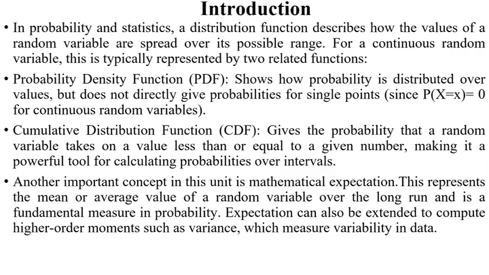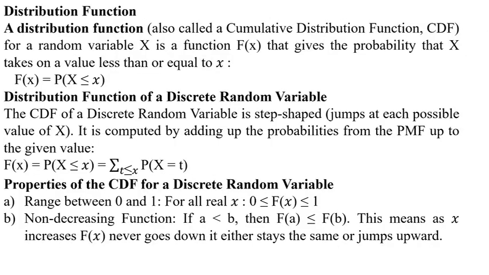This represents the mean or average value of a random variable over a long run and is a fundamental measure in probability. Expectation can also be extended to compute higher order moments. As in the previous class on random variables, when we are estimating, we estimate our expected mean and we estimate the variance. So we can also use it to calculate higher order moments, such as variance, which measures the spread in the data.